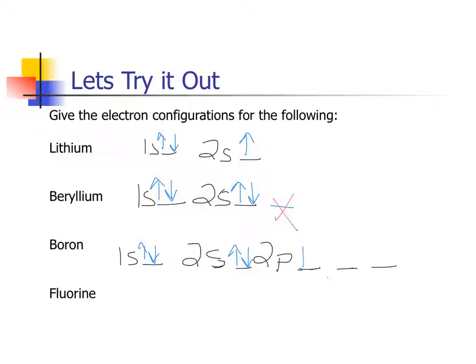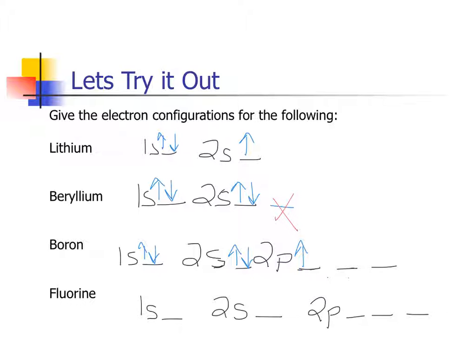Where do I put it? Usually I fill it one individual way as I go across, as we will see in the next example. Fluorine. Where's fluorine located? Row 2. What block? 2p. So I know where I'm going to end. Where do I start? Have to start with the 1s. It's always going to be the way it is. Then I can go 2s.